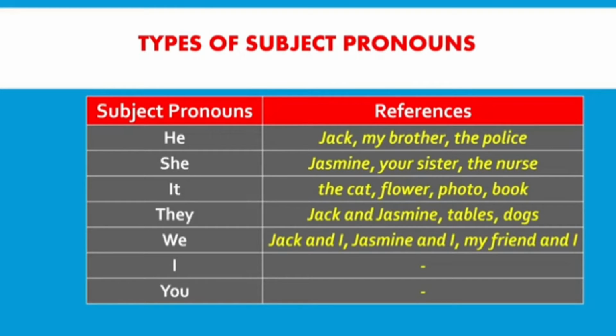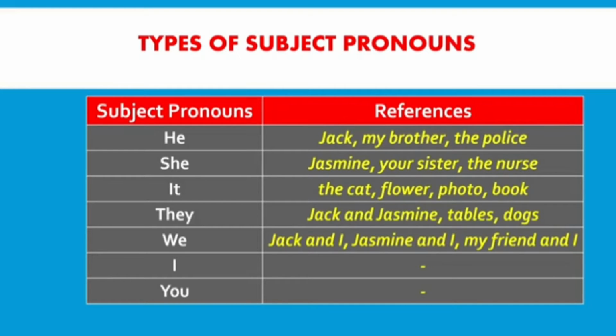As long as when we want to use it, it must adhere to the condition of being one and also a non-human thing. Next, they. When we want to use they, definitely it must be more than one person or one thing. If we want to use they, it could be on humans or non-humans. Just for example, as long as it is more than one, Jack and Jasmine are human, right? But since it is more than one person, we use they.